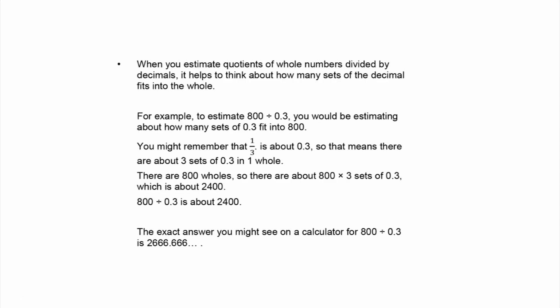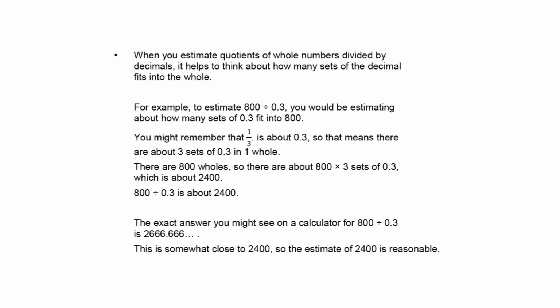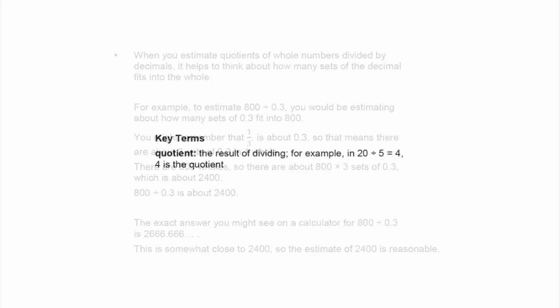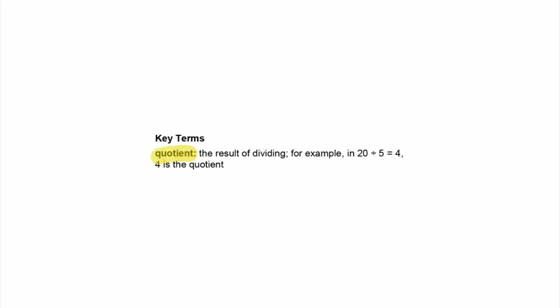The exact answer you might see if you put it into your calculator would be 800 divided by 0.3 is 2,666.666 repeating. This is somewhat close to 2,400, so the estimate of 2,400 is reasonable. Key terms. Quotient. It's the result of dividing. For example, in the equation 20 divided by 5 equals 4, 4 is the quotient. Your turn.